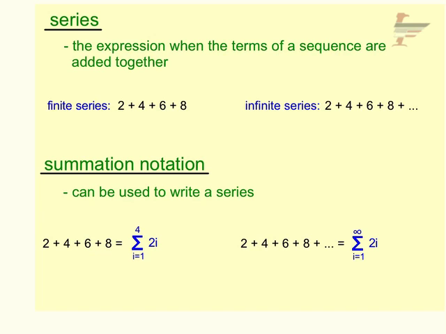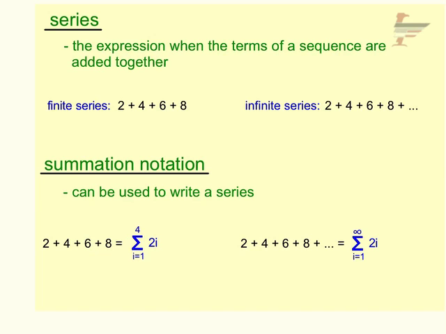All right, so let's move on to series. Now all of this is kind of review for you. A series is the expression when the terms of a sequence are added together. A finite series will look like this, 2 plus 4 plus 6 plus 8, where you're showing that you're adding those 4 terms. An infinite series is where you're going to have all those plus signs, but then plus, and you see the dot, dot, dot. That just means that that pattern continues, and we continue to add in every new term.